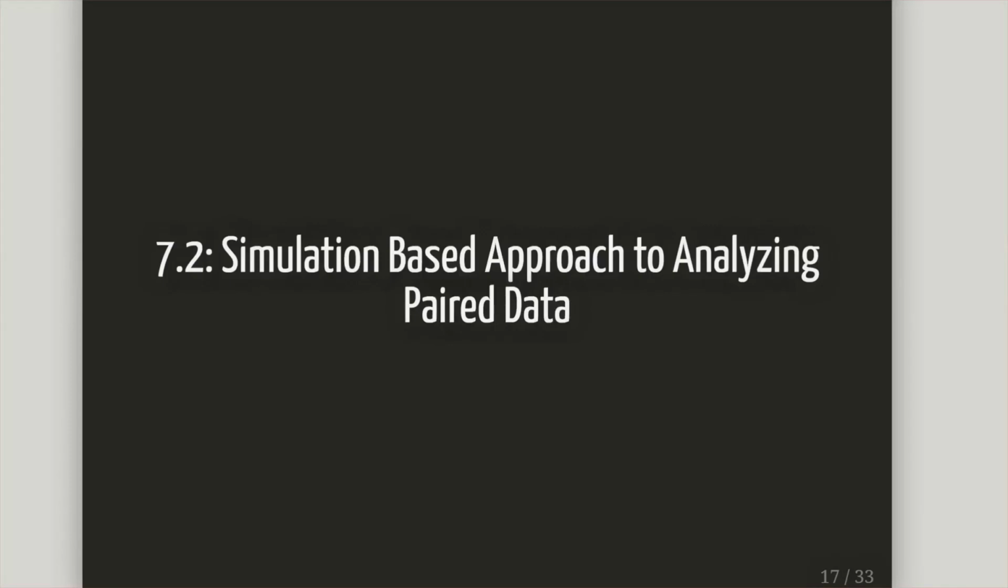Now we will talk about Chapter 7.2. We're going to be working with paired data to study the parameter for paired data. We're going to use simulations. So basically, we're going to use the same simulation procedures we've used in previous chapters.